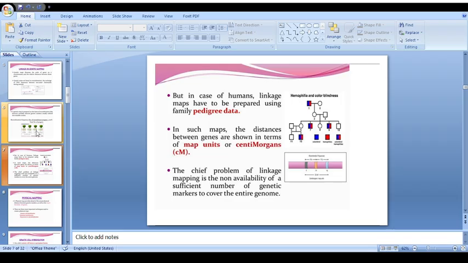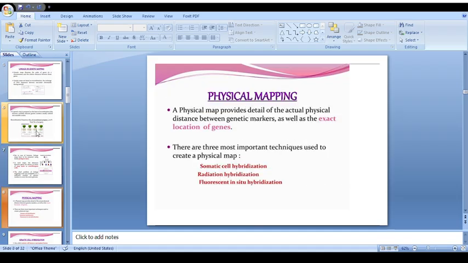The chief problem of linkage mapping is the non-availability of a sufficient number of genetic markers to cover the entire genome. This was solved by physical mapping. Physical mapping provides the detail of the actual physical distance between genetic markers as well as the exact location of the gene. There are three most important techniques used to create a physical map: somatic cell hybridization, radiation hybridization, and fluorescent in situ hybridization.